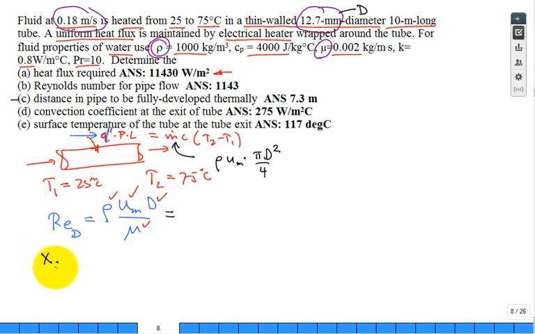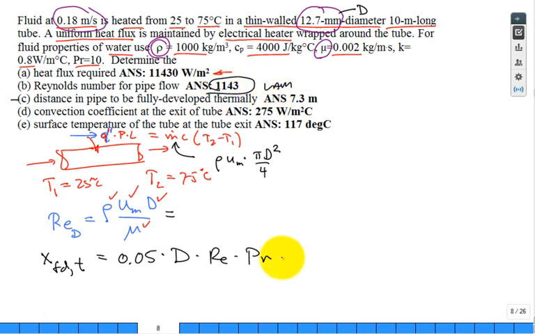So we want to calculate to be fully developed. Not hydrodynamically, don't put an H there, put a T there, to be developed thermally. What was our equation? 1/20th of, we have a diameter, we have a Reynolds number, and we have a Prandtl number, right? Okay, that's for laminar flow. Do we have laminar flow when the Reynolds number is 1143? So it's a laminar flow.